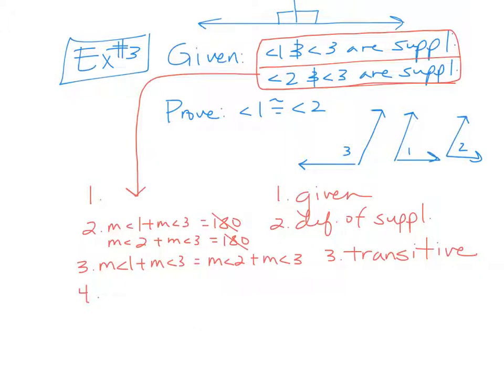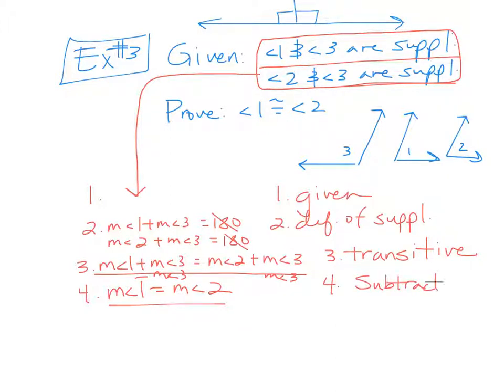So then your last step right now is the measure of angle 1 equals the measure of angle 2. How do I get from this to that? Subtraction, right? I just took away the measure of angle 3 on both those sides. So you would say subtraction property, and this is what they asked us to prove, right? 1 congruent to 2. So you're done. Questions on that?